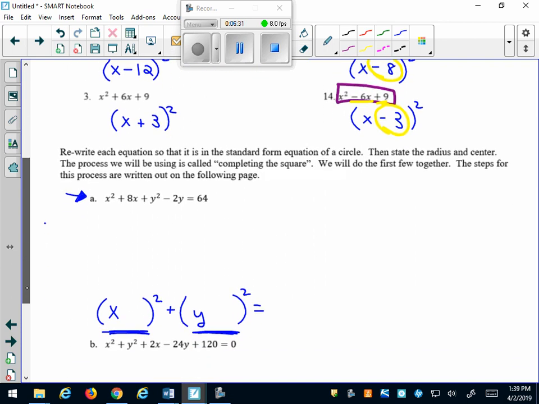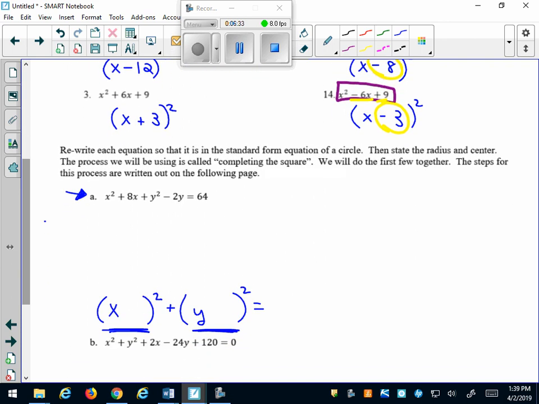Well, we are going to first group our x terms together. So we're going to write x squared plus 8x. And then I want you to leave a blank. And then we're going to have plus y squared minus 2y. And again, leave a blank. Equals 64. With 2 blanks.